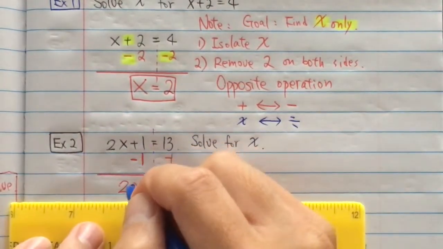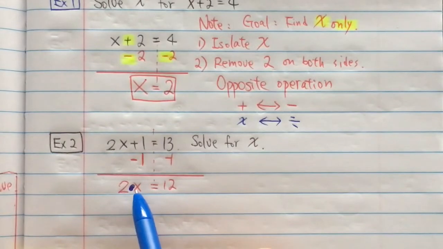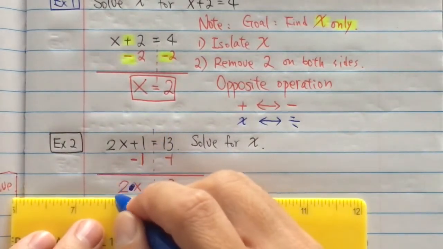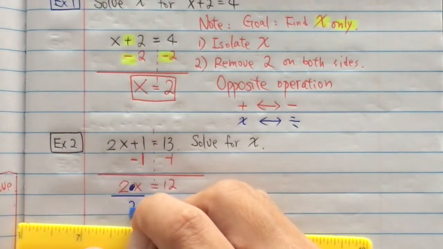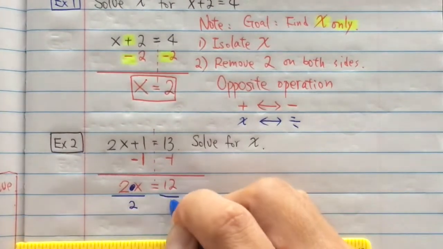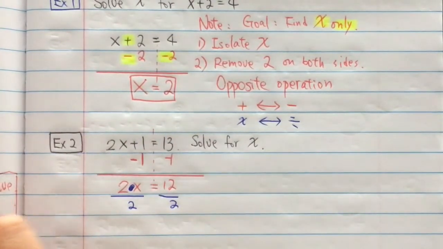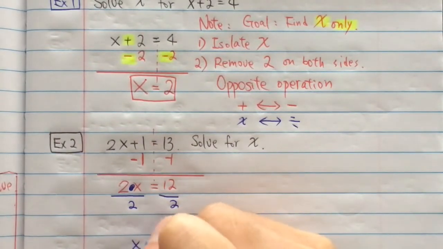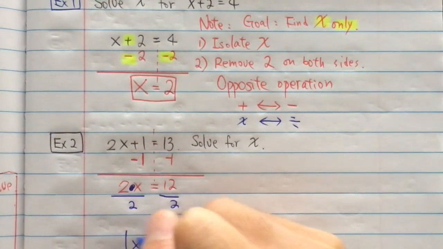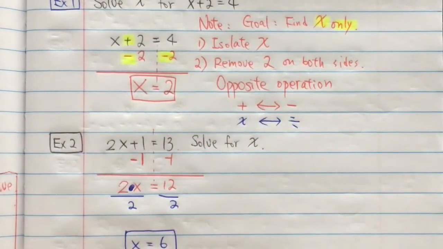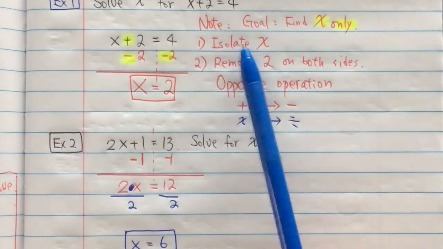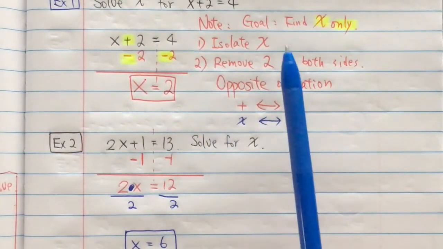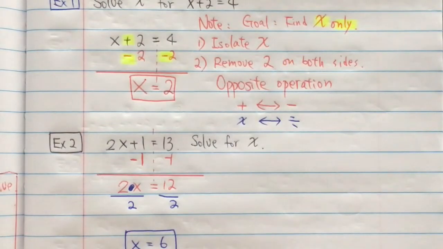So far so good. Now, remember we want x only. We don't want 2x. So now we need to remove 2, and we do the opposite operation. Divide by 2 on both sides. So now you will get x equals 6. Box the answer. So far so good. See, for question 1 and question 2, we use a very similar way.